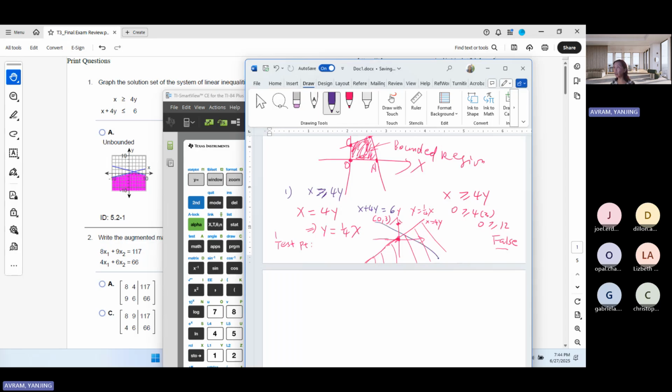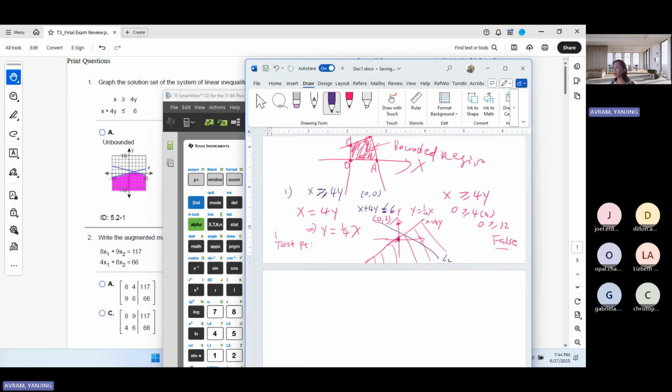My line 2, as I mentioned earlier, I have this L2. Line 2 is x plus 4y equal to 6, but I want to test this one as less than or equal to 6. As I mentioned earlier, I like to use 0 and 0 to do the test because it's easy to calculate. X is 0, Y is 0.